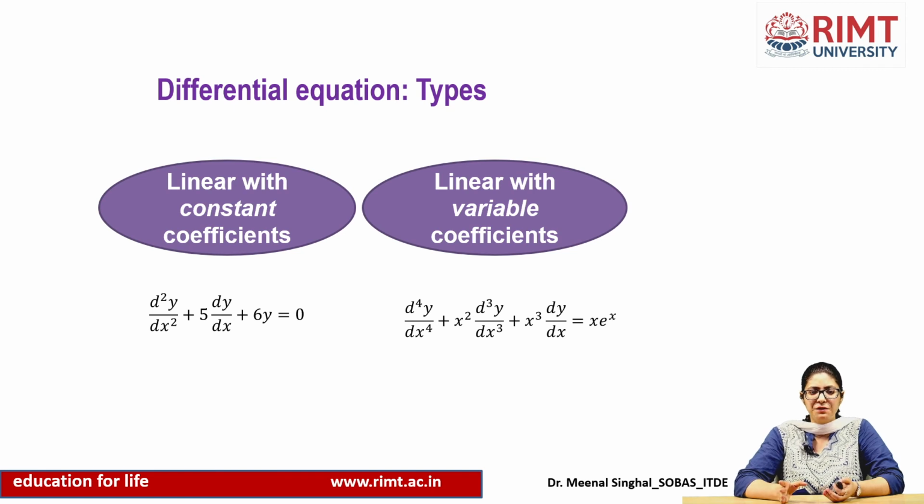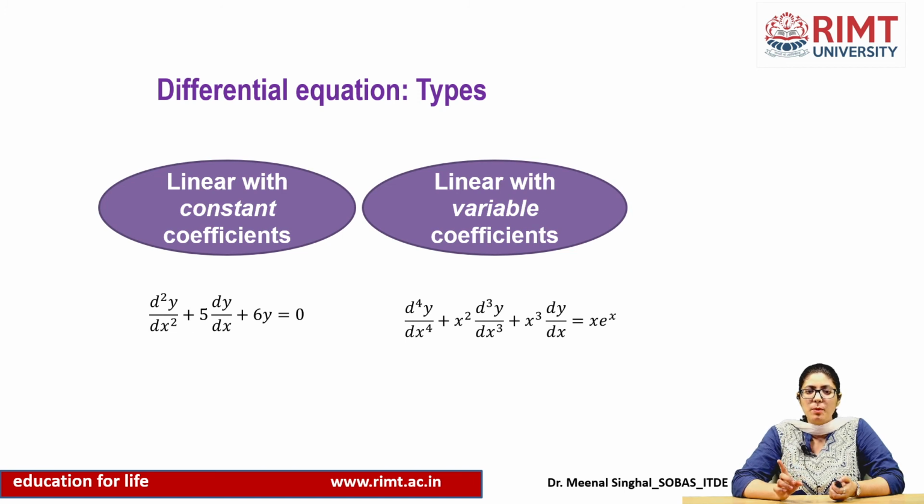Next, we have the classification as differential equations which are linear with constant coefficients, and differential equations which are linear with variable coefficients. So, in the first case, you can see on the left hand side we have the coefficient of d2y by dx square as 1, the coefficient of dy by dx as 5, and the coefficient of y as 6. So, these all are constant. Therefore, this equation is linear with constant coefficients. Why linear? Because the power of each of these terms is 1, right.